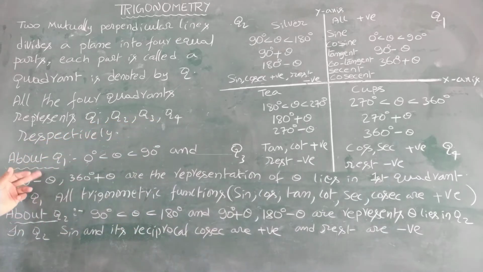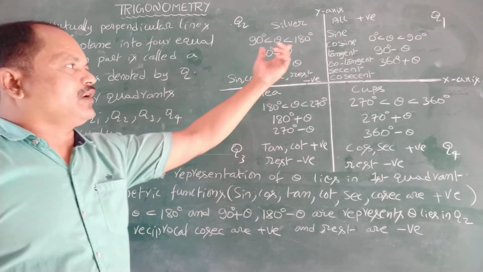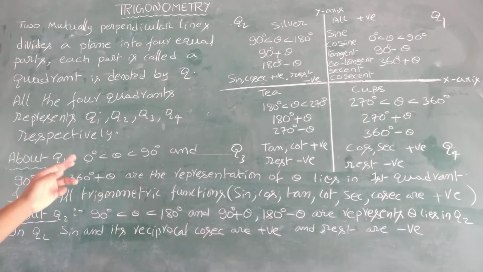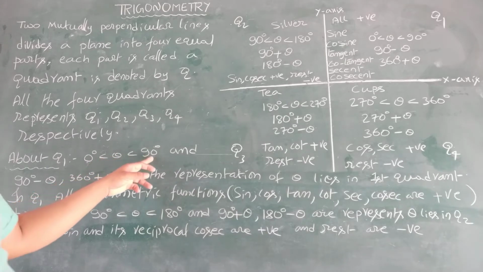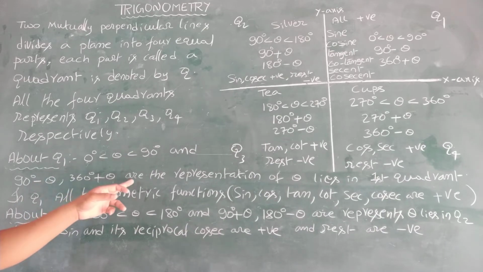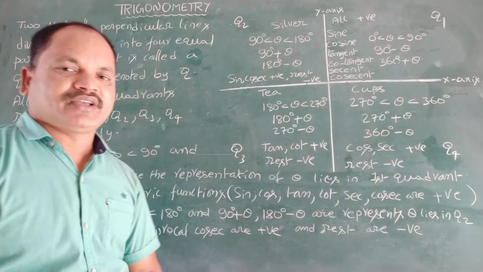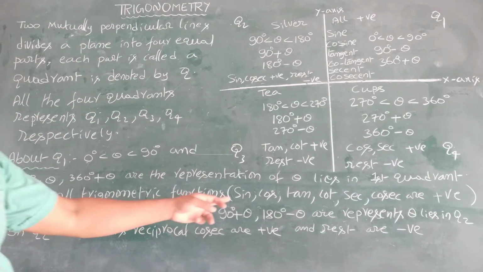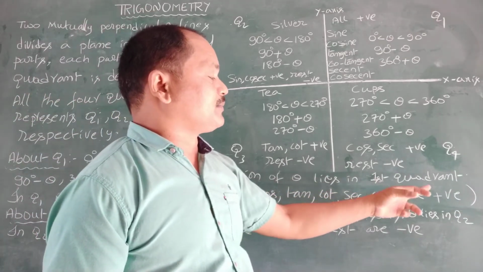Now about Q1. We have to describe each quadrant, starting with Q1. Q1 premises: 0 degrees less than theta less than 90 degrees, and 90 minus theta, 360 plus theta are the representations of theta lying in the first quadrant. That is Q1. Now in Q1 all trigonometric functions like sine, cos, tan, cot, secant, cosecant are positive.